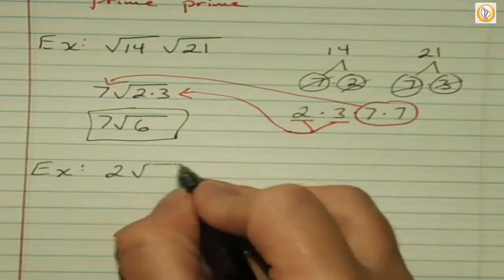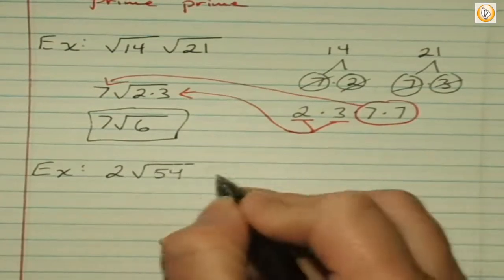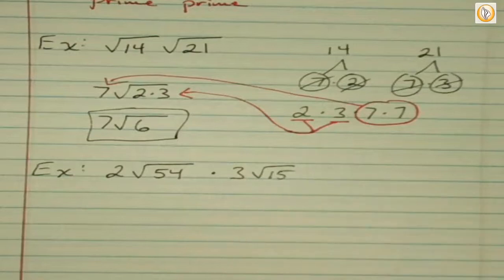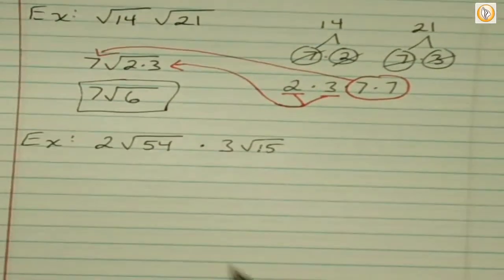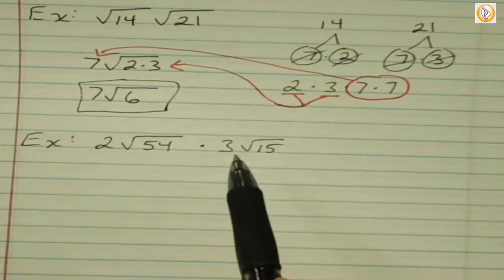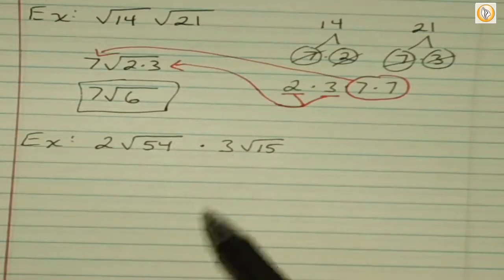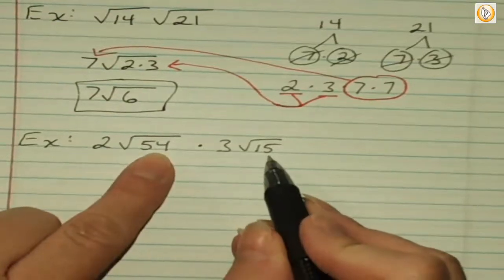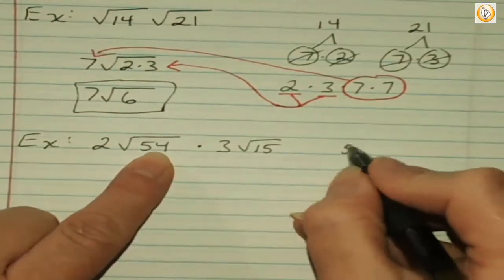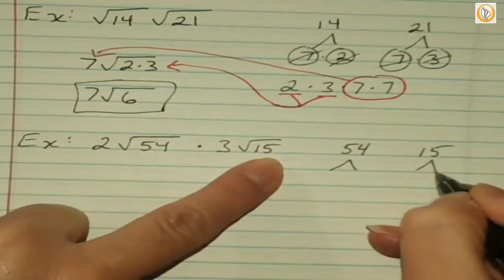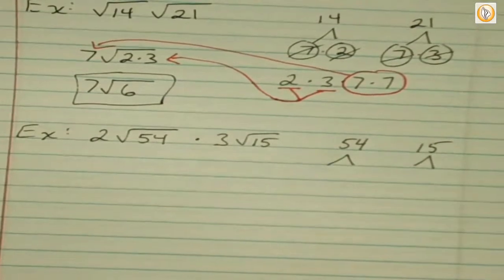Yeah. 2 times the square root of 54 times 3 times the square root of 15. Okay, so this is kind of different because we have numbers on the outside, right? So what we're going to do is we're just going to focus on the radicand. Again, these are not prime, so we're going to do the factor trees.